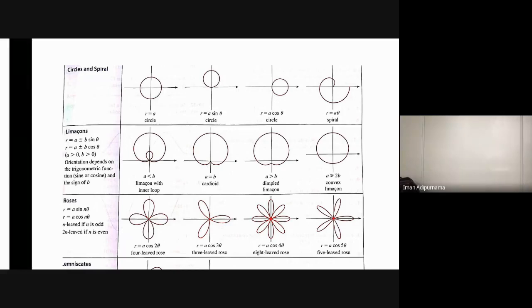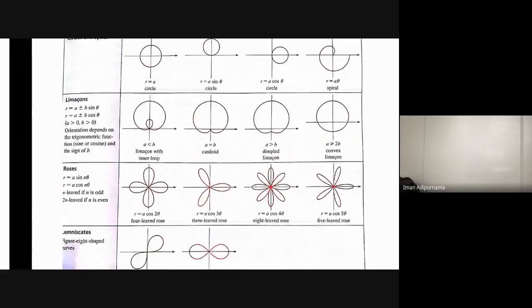Another thing is the limaçon with inner loop. Okay. Cardioid, dimpled limaçon, and the other, the almost circle one, is the convex limaçon. And then this part is called the rose curve. Okay. You see, if you have 2 theta, it will be 4. If you have 3, it will be 3. Okay. If you have 4 theta, it will be 8. If you have 5, it will be 5.